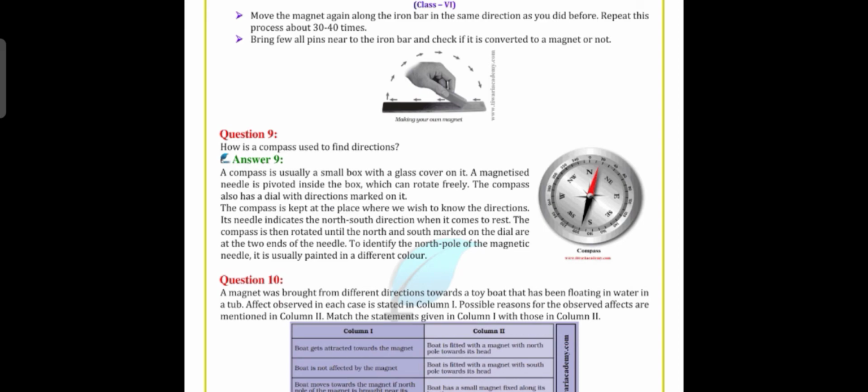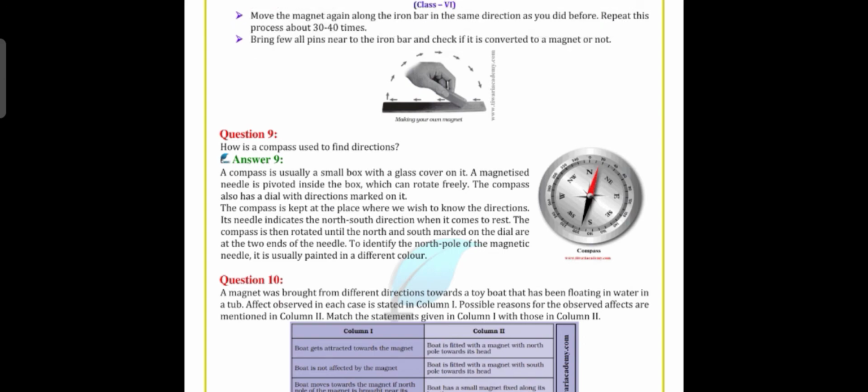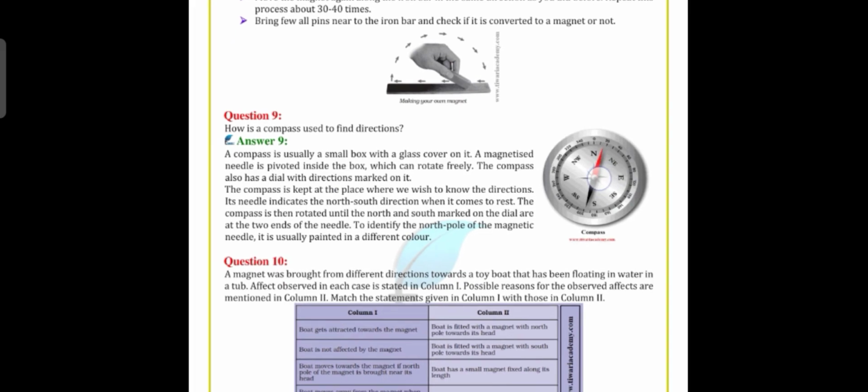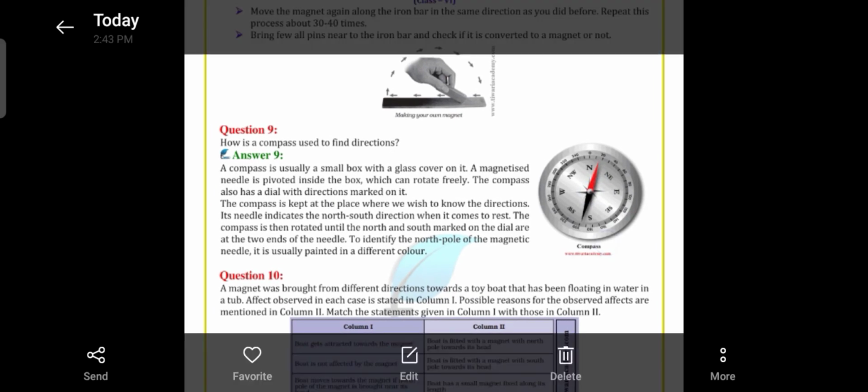Now we can move to the 9th question. How is a compass used to find direction? What is the peculiarity of a compass? There will be a small box, and inside that small box there will be a magnetic needle. This magnetic needle will rotate very freely.